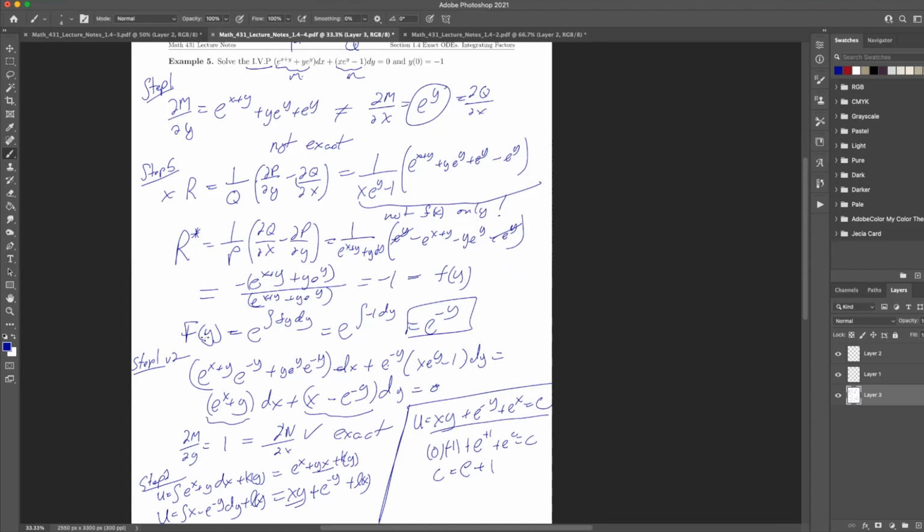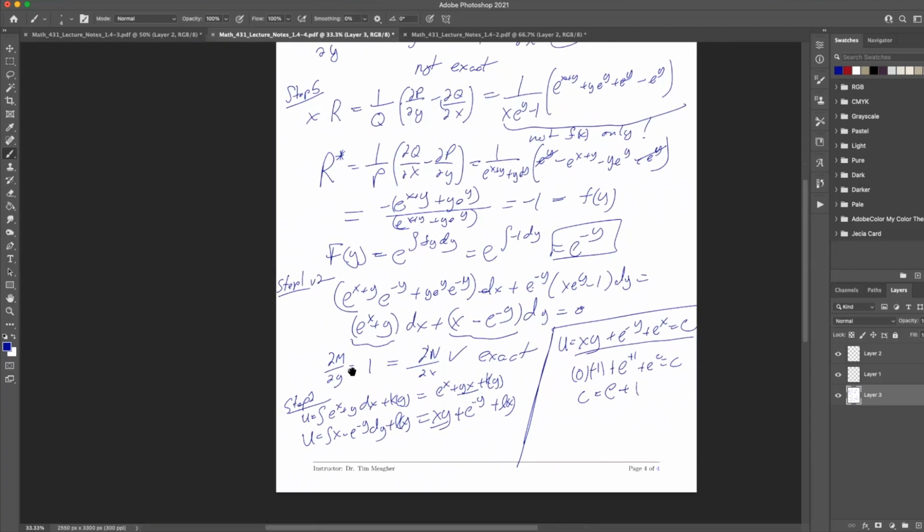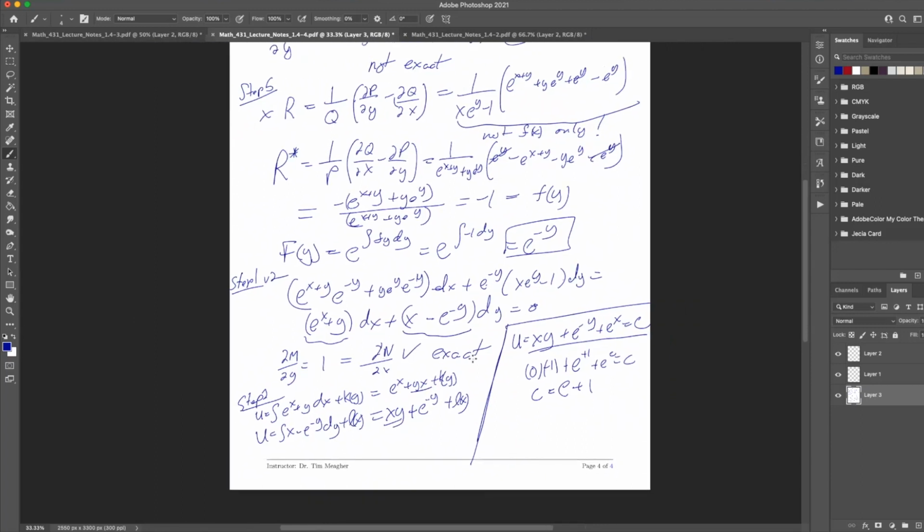Then we use that to find an integrating factor, and here we get an integrating factor of e to the minus y. So what do we do with that? We just multiply it across the whole thing, we simplify, and then we just start all over. If we did it correctly, this should now be exact, which it is. Now that it's exact, we just solve our exact equation like we've been doing.